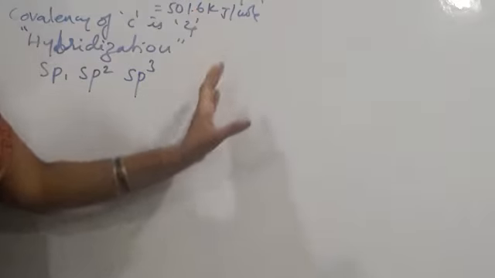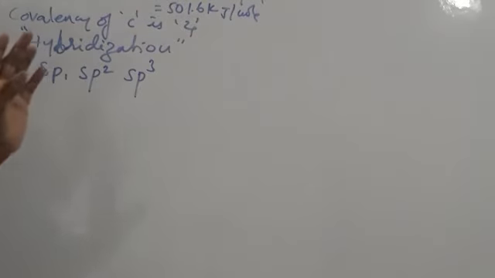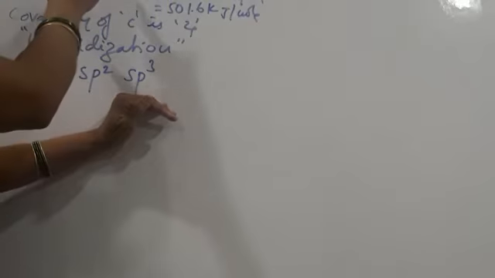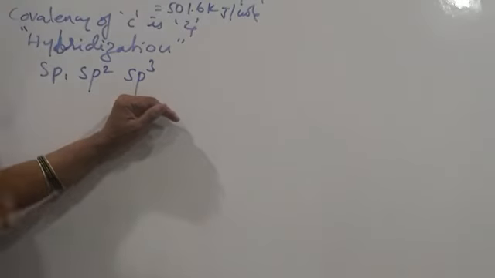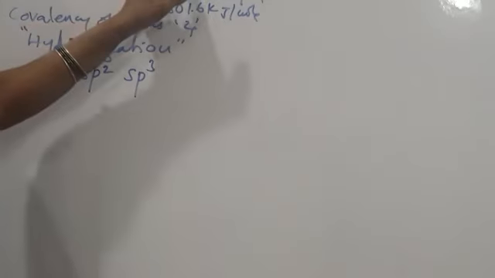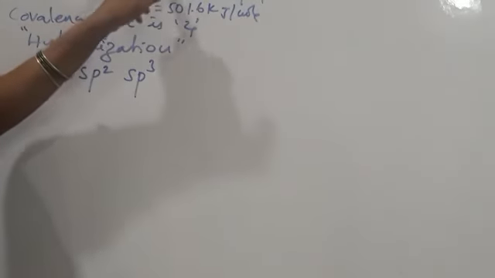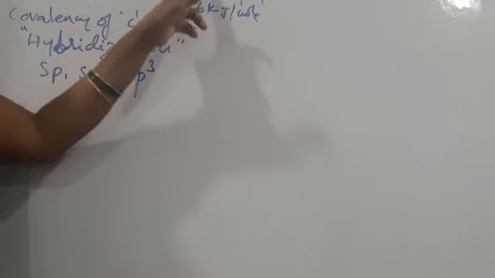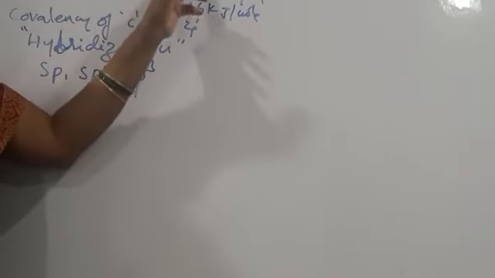Then, coming to the size of different orbitals here. sp hybrid orbitals, sp2 hybrid orbitals and sp3 hybrid orbitals are formed by the intermixing of atomic orbitals. What are the atomic orbitals here? S orbital and p orbital. One s orbital intermixes with one p orbital, we get 2 sp hybrid orbitals. One s orbital intermixes with 2 p orbitals, we get 3 sp2 hybrid orbitals. One s orbital intermixes with 3 p orbitals, we get 4 sp3 hybrid orbitals.